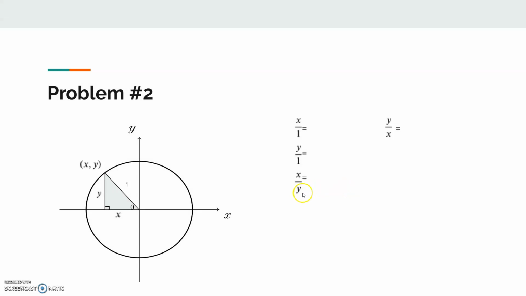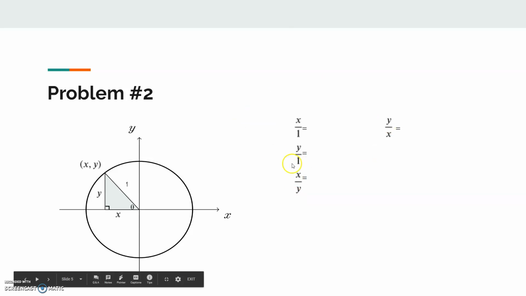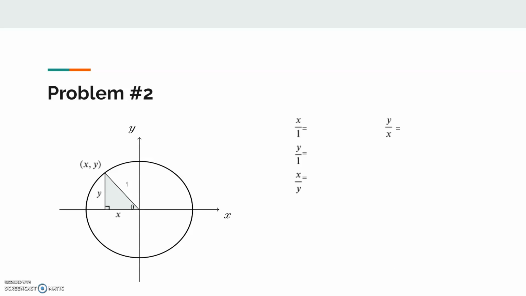This is problem 2, using a unit circle. Here cosine equals x and sine equals y, and we're asked to identify the trig functions that correspond with the trig ratios that are already given. Again, you can pause this video and work it out for yourself, or you can follow along with me.